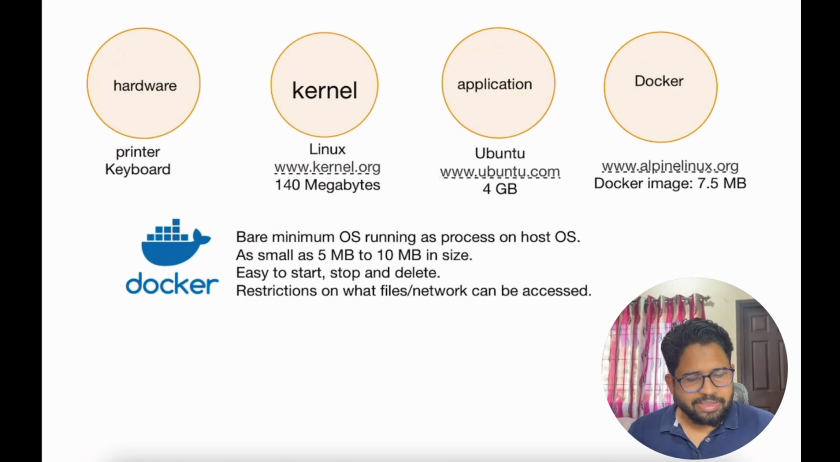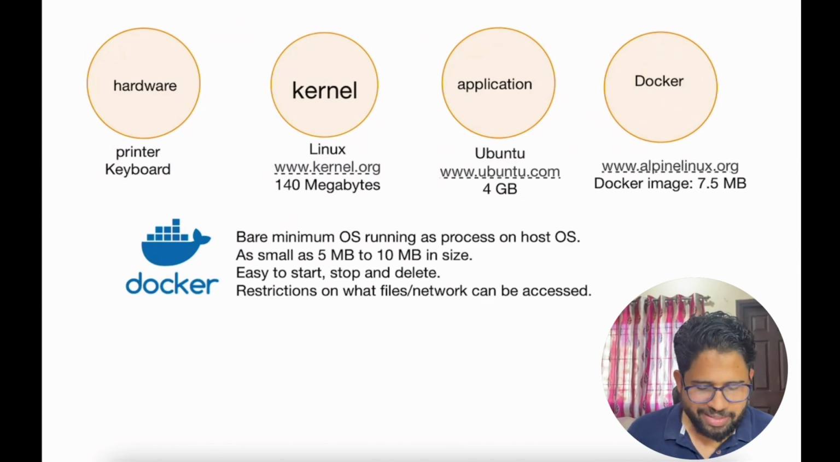So that's the great thing about Docker, that here, instead of running the complete VM, you run a Docker image, and that Docker image could be of Linux, could be of Windows, anything. And these images can be as small as 5 MB. So this Alpine Linux image, it's just 7.5 MB. And it will not even take a lot of space in your disk.